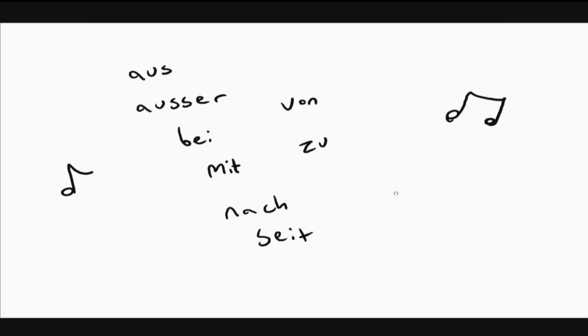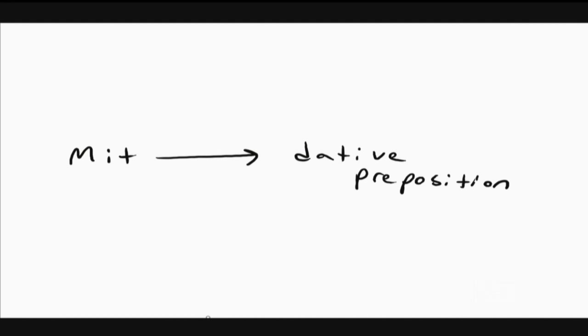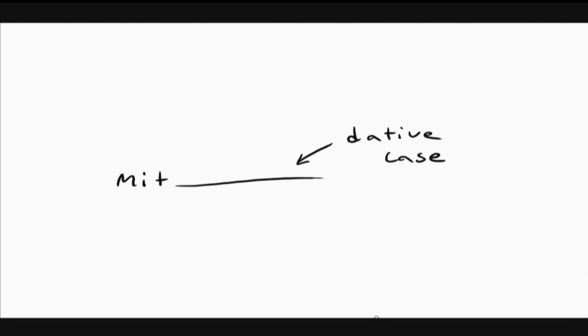Anyway, you get the idea. Oh, and gegenüber's in there too. But what does this mean that mit is a dative preposition? Well, it means that whatever comes after mit is automatically in the dative case.